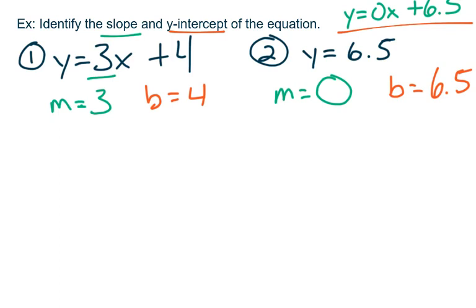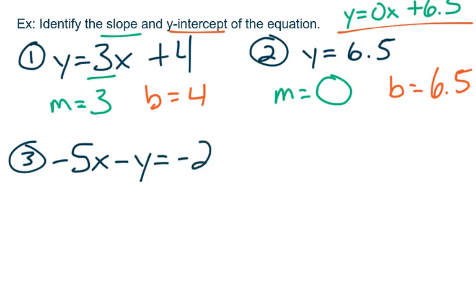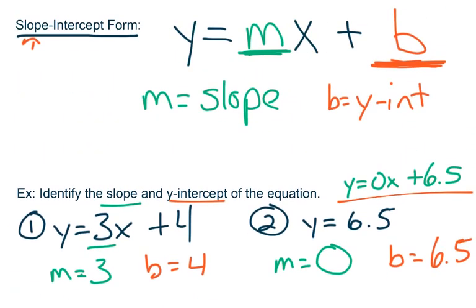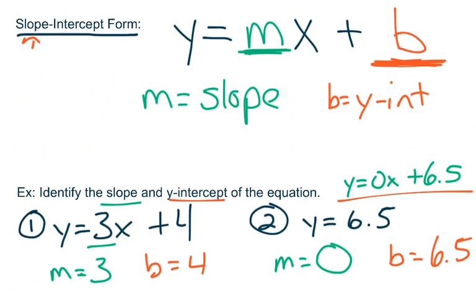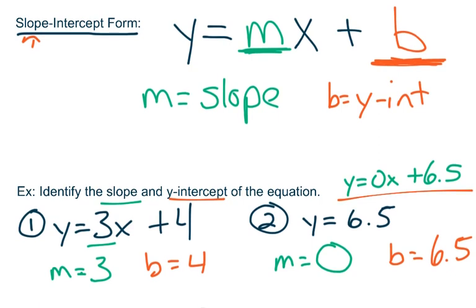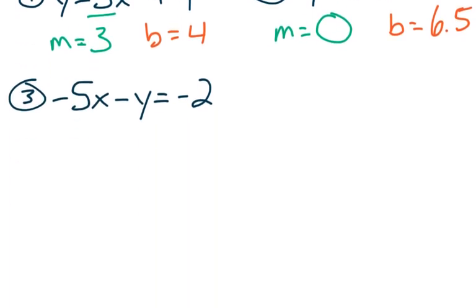Let's try another one here. Number 3, this one's a little more complicated. Negative 5x minus y is equal to negative 2. Before we can go identifying the slope and y-intercept, we have to have the equation in slope-intercept form. We need y to be positive and by itself. Right now, in number 3, it is not. So we need to move things around.